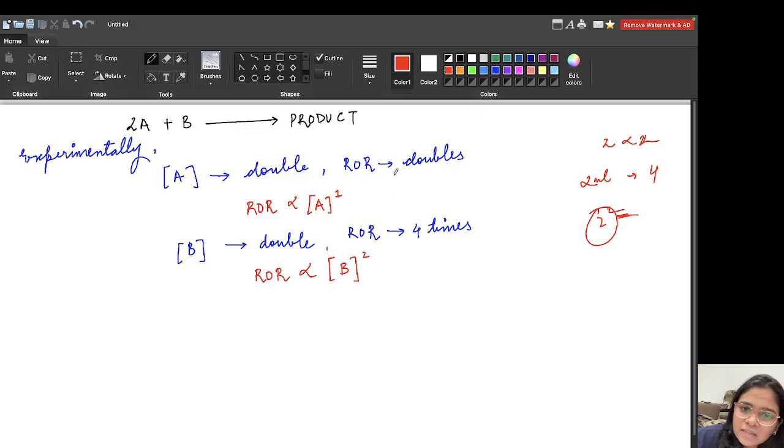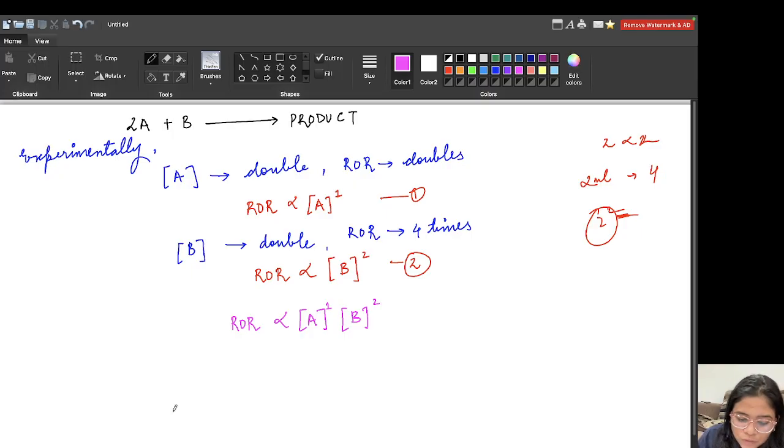Now if we combine these both, if we combine 1 and 2, what do I get? I'll get the rate of reaction is directly proportional to A raised to the power 1 and B raised to the power 2, correct?